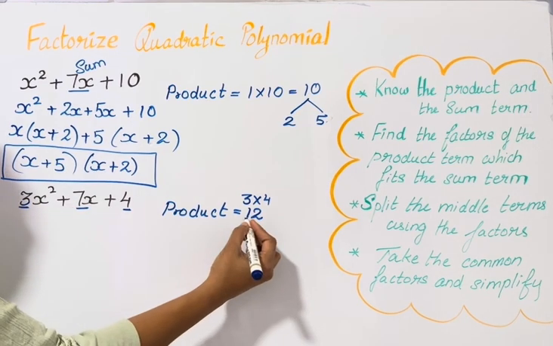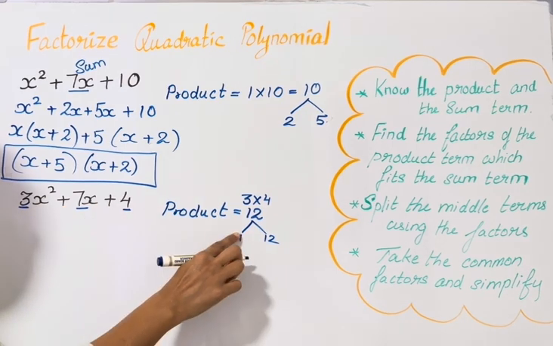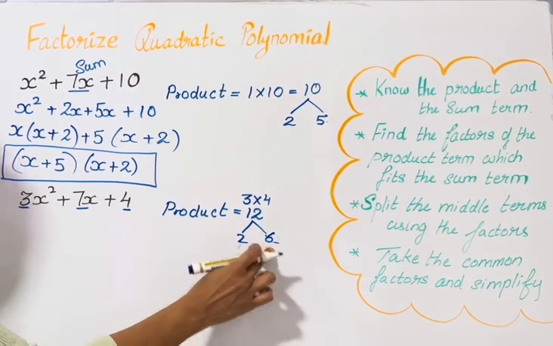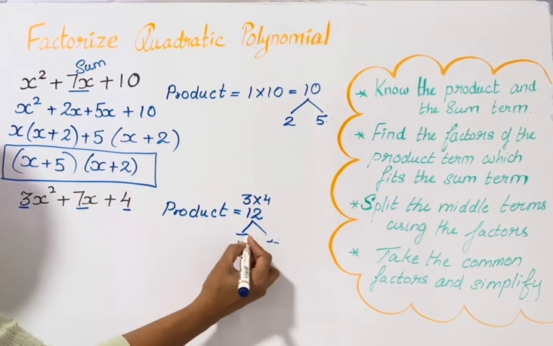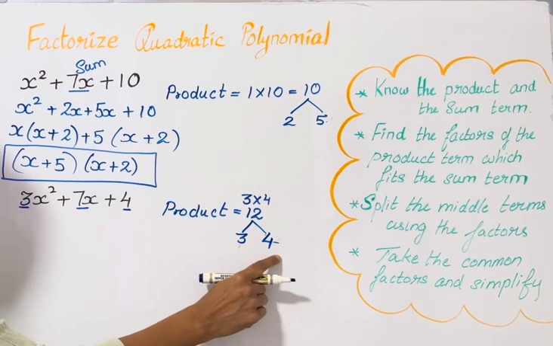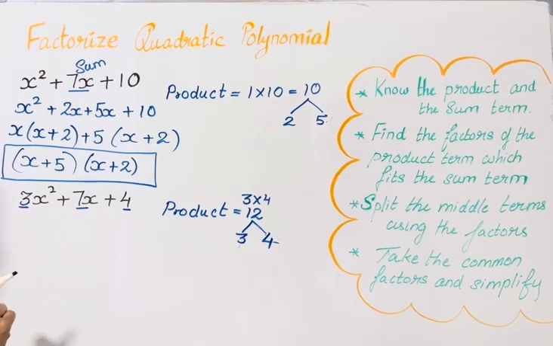Let's find the factors of 12 which give the sum 7. The factors of 12 are 1 and 12, but the sum will not be 7, so we can't take it. Then 2 and 6, but the sum will be 8, so we can't take it. Let's try the next factors, 3 and 4. The product is 12 and the sum is 7. So these two are the factors.